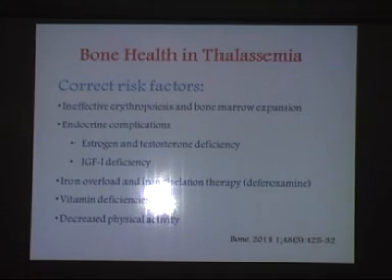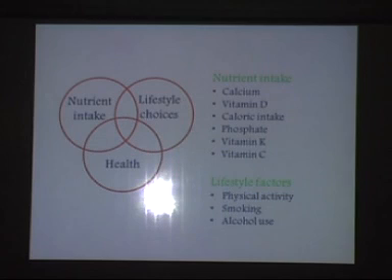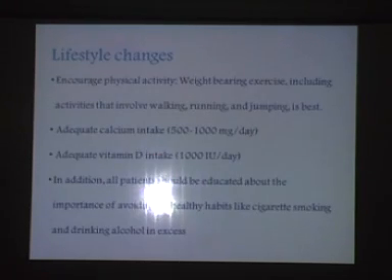So how to maintain bone health in thalassemia? The risk factors we have are ineffective erythropoiesis with bone marrow expansion, the endocrine complications which have been mentioned, the iron overload, vitamin deficiencies, and the decreased physical activity. So we have to correct all these factors.